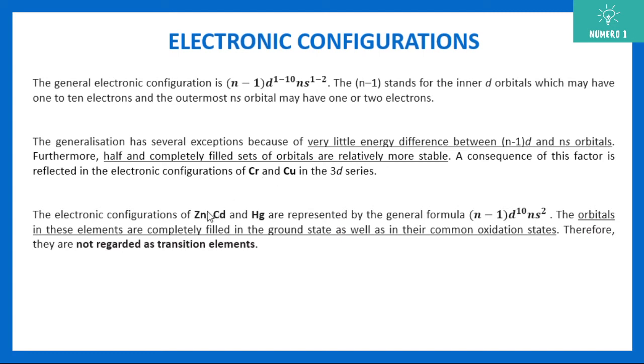Again, repeating this part: zinc, cadmium and mercury do not have the general formula here. It doesn't fit into this. All three have d10 ns2 configuration. Even if you want to remove electrons from zinc, cadmium and mercury, the electrons go away from the s orbital. So d10 is always present, and hence they are not regarded as transition elements.